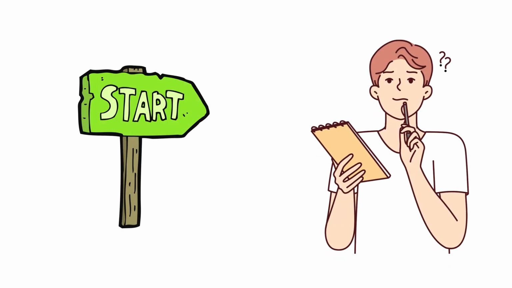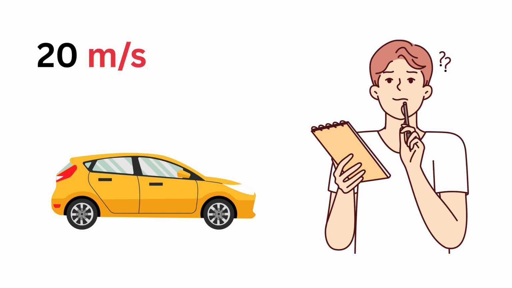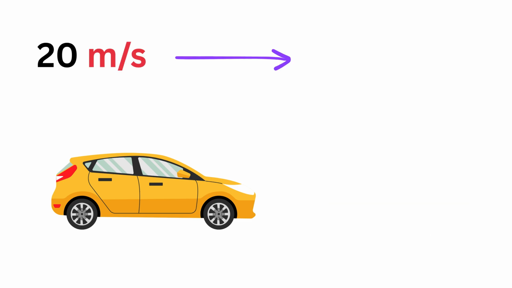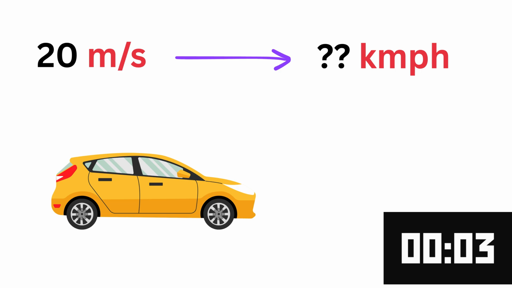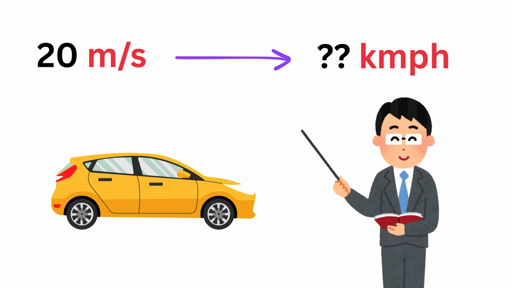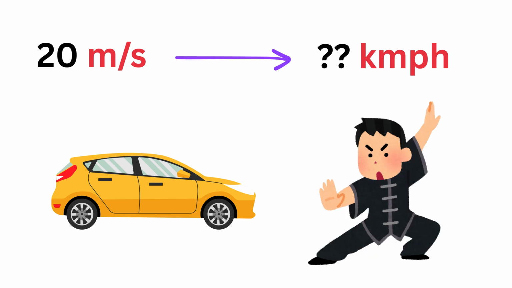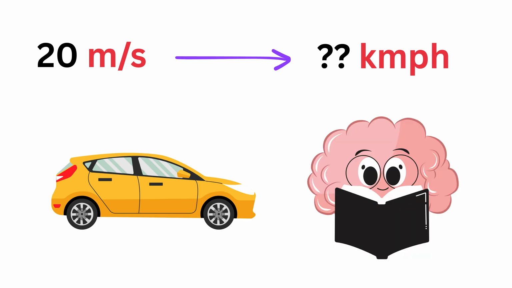Before we begin, can you quickly tell me in 5 seconds, what will be the speed of a car moving at 20 meters per second, but converted to kilometers per hour? I know that 95% of you were not able to do it. But don't worry. After watching this video and with a bit of practice, that will no longer be the case.